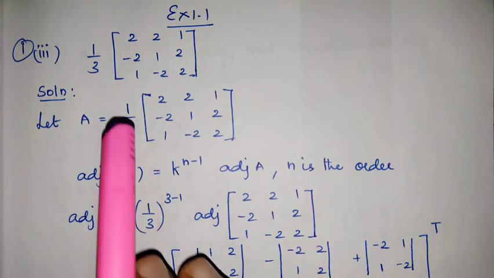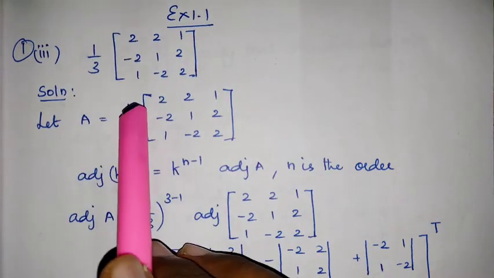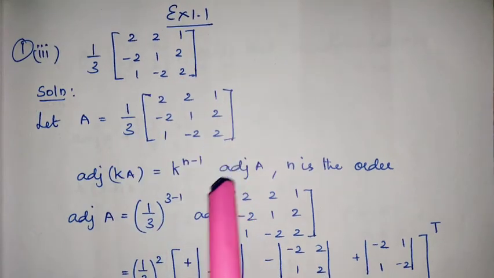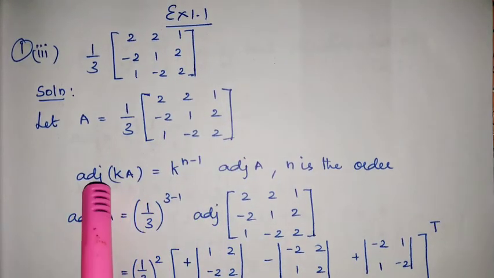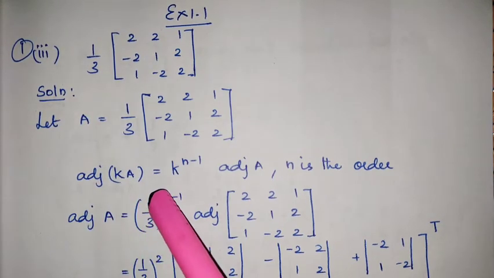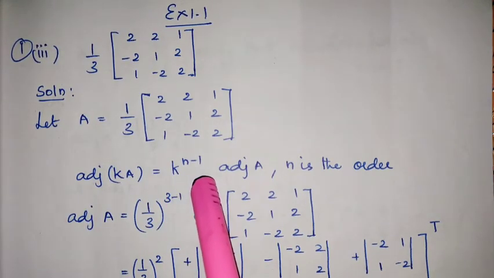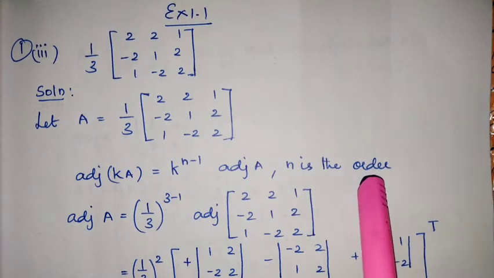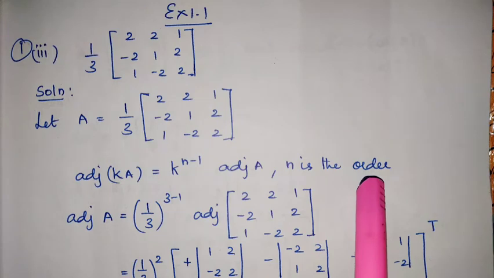Very simple. Just name this matrix as A. So A is equal to 1 by 3 into the given matrix. There is a small formula: adjoint of K into A is equal to K to the power n minus 1 into adjoint A, where n is the order of the square matrix.